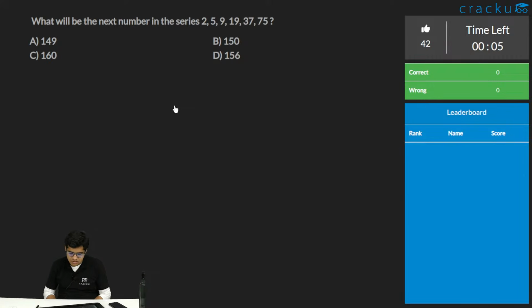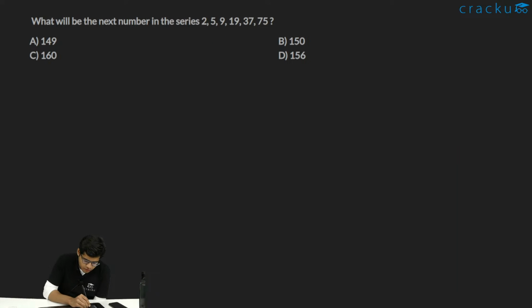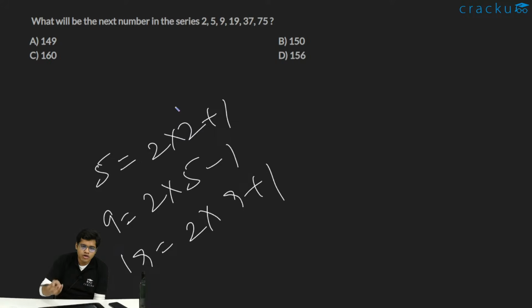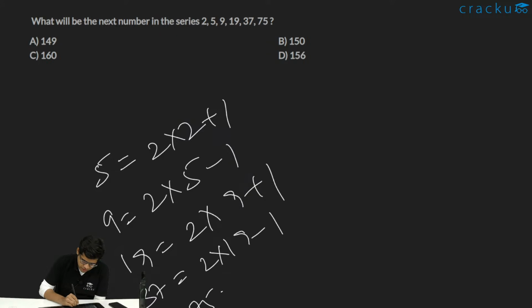Rudraksh, 149 is the right answer. Chalo, let's see the logic. So 5 is what? 2 into 2 plus 1. 9 is what? 2 into 5 minus 1. 19 is what? 2 into 9 plus 1. So what is happening? 2 into the previous number, either plus 1 or minus 1. If it is plus 1, then next it will be minus 1. Then next it will be plus 1. 37 is what? 2 into 19 minus 1.